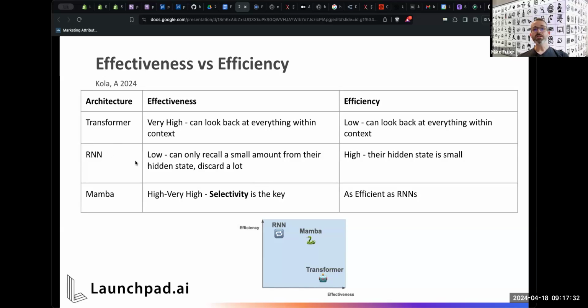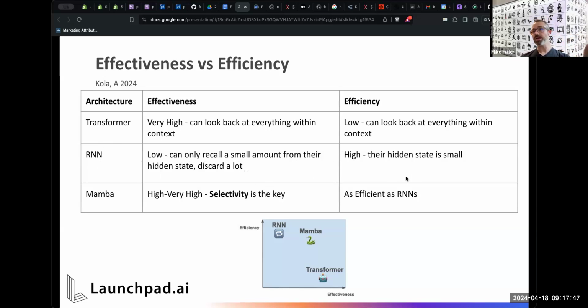But RNNs, to choose something that state space models can be compared to, have low effectiveness because they can really only recall a small amount from their hidden state, and they discard a lot of information.